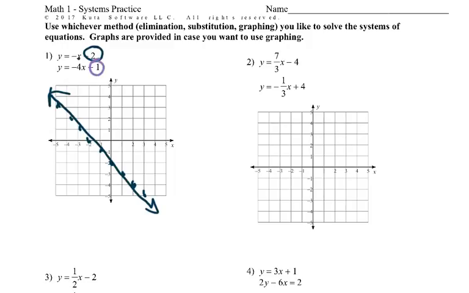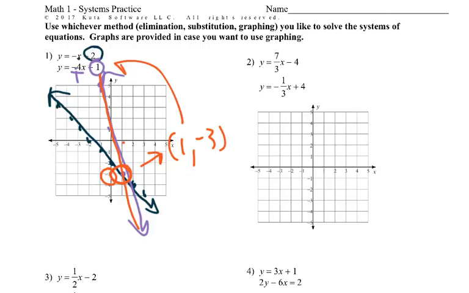Y-intercept of +1, slope of -4/1, so down 4 to the right 1, or up 4 to the left 1. So we can easily see where that one's going. And despite my best efforts at not making it work, it would actually intersect right here. That's really where it should have gone. So that is an x value of 1, a y value of -3. That's the solution to this system of equations.